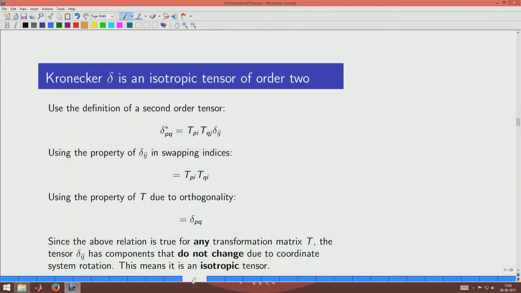Okay. Now, here we want to show that Kronecker delta is a very special tensor. It is a tensor of order 2, but it is a special one, namely it is an isotropic tensor of order 2. So, what we mean by isotropic tensor is that there is no direction dependency.